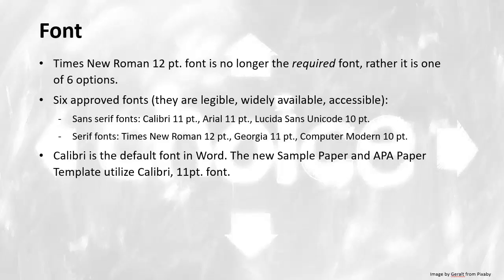Now let's move on to font updates. The significant change regarding fonts is that Times New Roman 12-point font is no longer the required font, rather it is one of 6 options. There are now 6 approved fonts, and they are approved because they are legible, widely available, and accessible. The fonts include Calibri 11-point, Arial 11-point, Lucida Sans Unicode 10-point, Times New Roman 12-point, Georgia 11-point, and Computer Modern 10-point. Calibri is the default font in Word. The new sample paper and APA template utilize Calibri 11-point font.